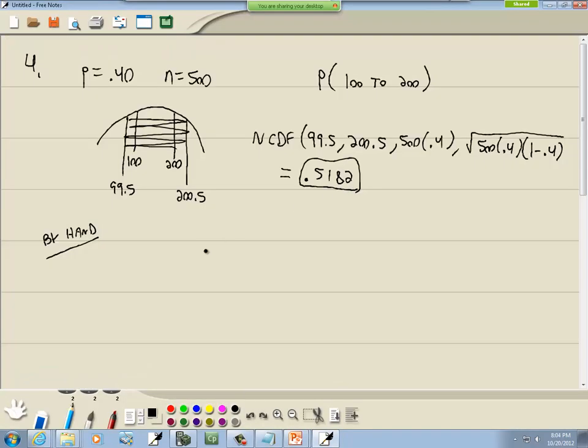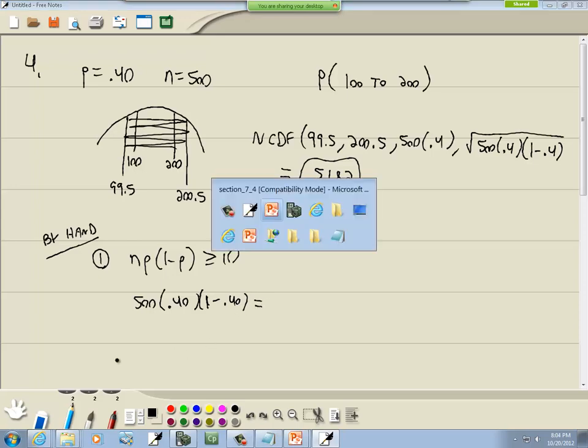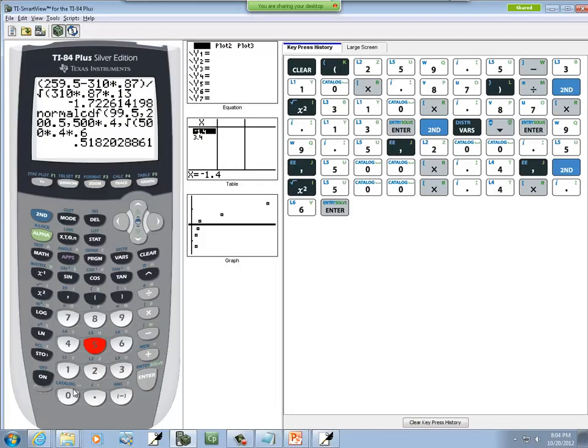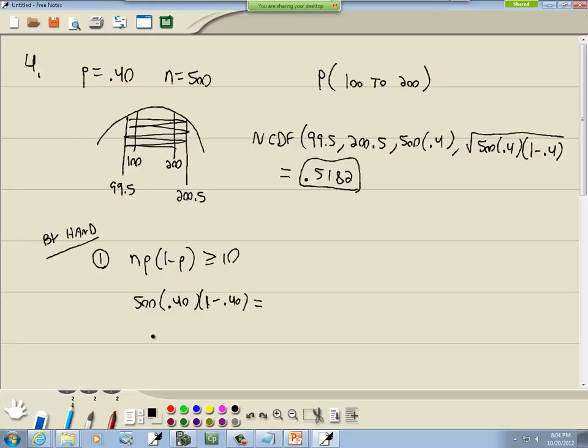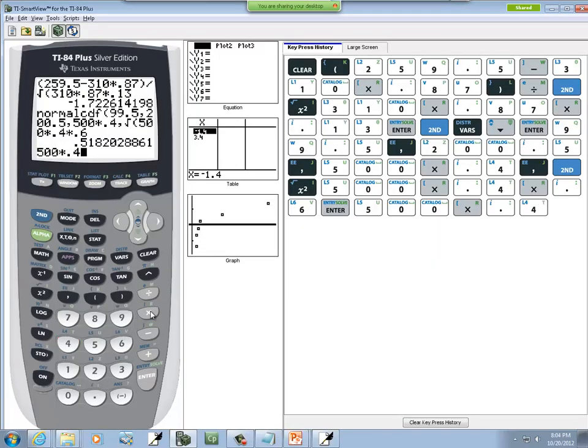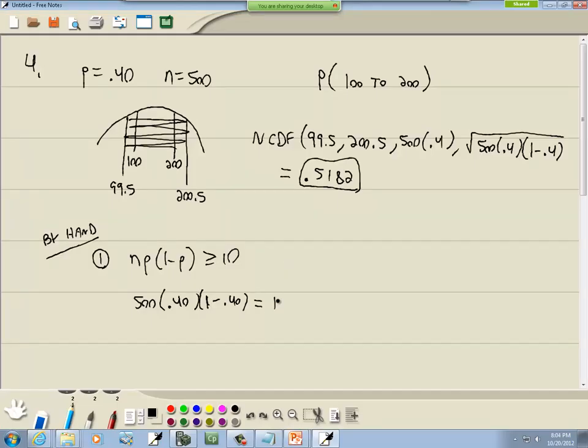Okay, by hand. Our first step is verify n times p times 1 minus p is greater than or equal to 10. Well, n is 500 times p, which is 0.40, times 1 minus p. Let's see what that gives us. 500 times 0.4 times 0.6. Get 120. Well, that's definitely greater than or equal to 10, so we're okay there.